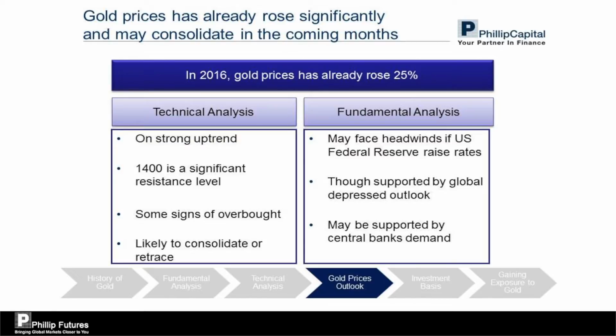From a technical analysis perspective, gold has already broken above its 50 moving average, 100 moving average, and 200 moving average. 1400 will pose to be a significant resistance for gold prices to break through, and there are some signs that it is close to being overbought at the current moment. Gold prices probably will consolidate at this current price level of around 1350, or it may slightly retrace in the coming months.